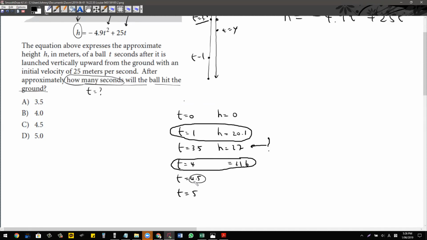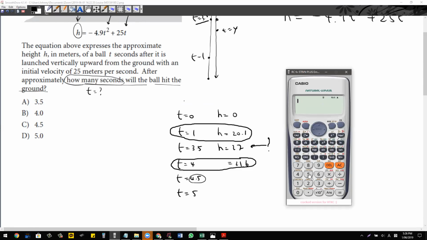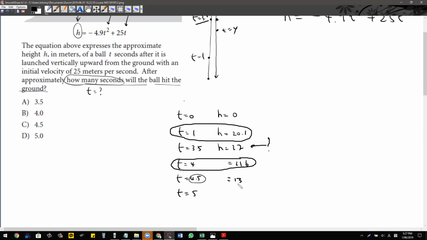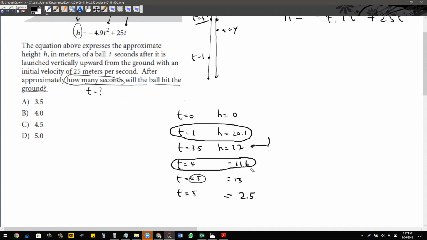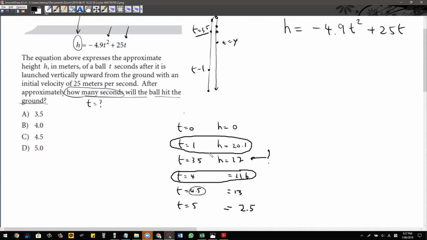So if I plug in 4.5 there, negative 4.9 times 4.5 squared plus 25t, it's still falling, about 13. Finally, if I plug in 5, plus 25 times 5, it is 2.5. So can you answer this question now, please? It's probably the 5, the D.